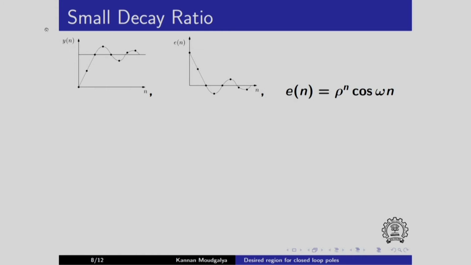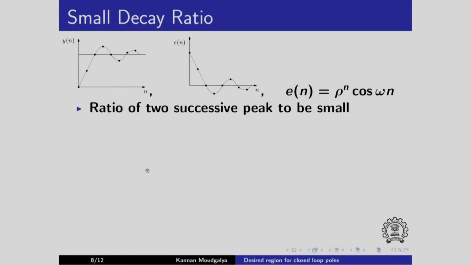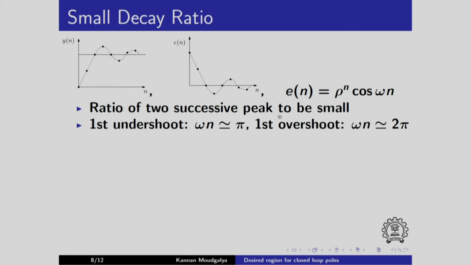Let us take up small decay ratio. We want the ratio of two successive peaks to be small. If the ratio becomes small, then it will decay fast and reach 0 value quickly. Notice that the first undershoot occurs when omega n is approximately pi, and the first overshoot occurs when omega n is approximately 2 pi. We want this ratio to be less than some delta.